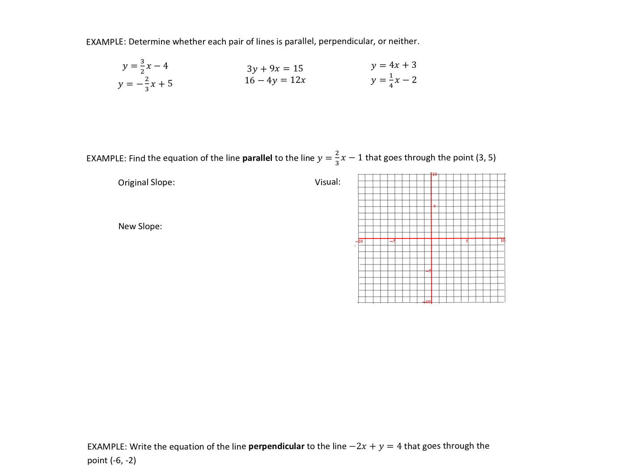So if I look at these next examples, I want to determine whether each pair of lines is parallel, perpendicular, or neither. So if it's neither, these lines might cross, but they're not going to cross at 90 degrees. So you might have something that crosses at some angle other than 90 degrees. So when we look at this first example, we notice the first one has a slope of positive 3/2, and the second one has a slope of negative 2/3. So these are perpendicular.